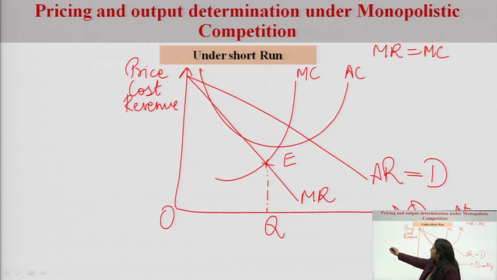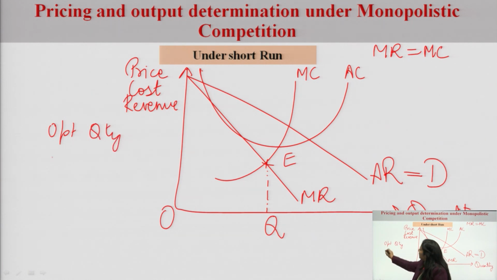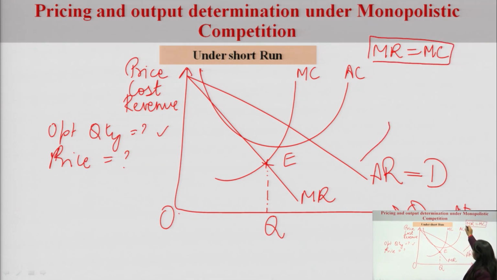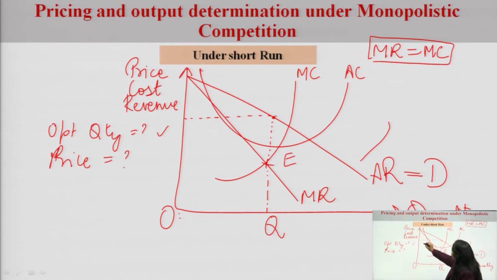Now, we actually have two questions. What is the optimum quantity which he should sell, and at what price should he sell, because there are a large number of sellers in the market. The answer to the first question we have found with the help of MR equals MC, and we get to know that the optimum quantity is OQ. He should sell the quantity equal to OQ. Now, at what price? Drawing this ordinate to the AR curve, it means he should sell at a price equal to OP. So, OP is the optimum price.